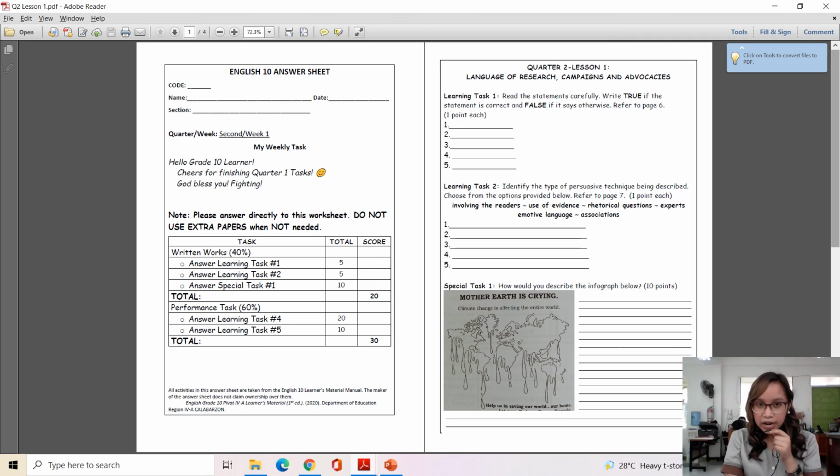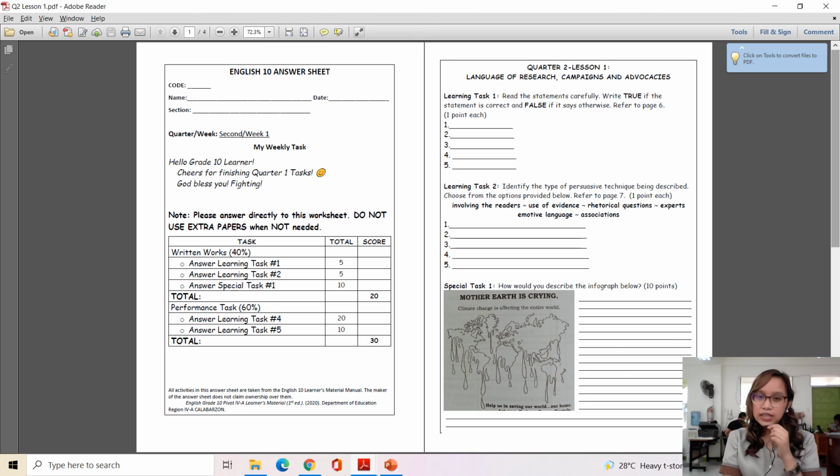Alright. For our module, for learning task 1, please open your modules on page 6. And then, write true or false. Read the statement and write true or false. Dito naman sa learning task 2, 1 to 5, you have to identify the persuasive technique being described in each sentence. Ano yon? Yun yung mga pinag-aralan nating 10. Yung involving the readers, evidence, rhetorical questions. We are going to analyze what kind of persuasive technique is used in the sentence.